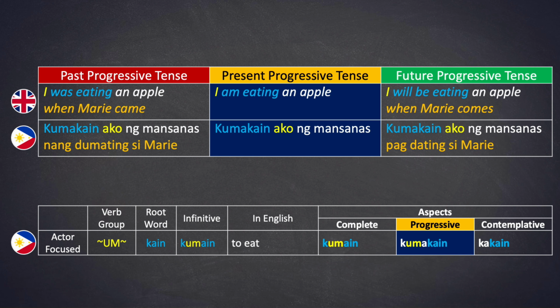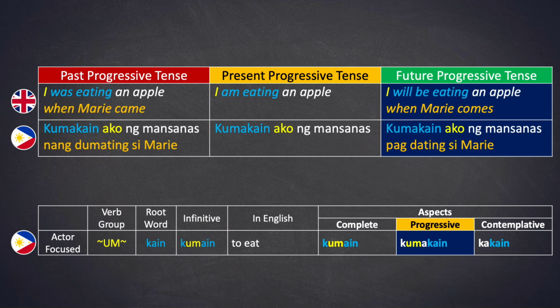The speaker is eating an apple. The Tagalog progressive form, kumakain, sits well in this position in the timeline. On the other hand, here's the future progressive tense. I will be eating an apple when Marie comes. Kumakain ako ng mansanas pagdating ni Marie.